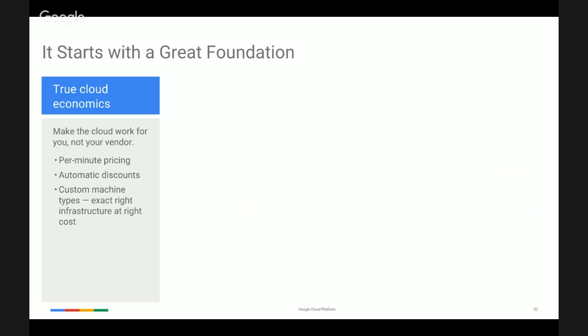So, for example, talking about true economics. These are some of the ways that we are defining true economics. One, per minute pricing means you only pay for what you use. Competing cloud providers out there might be charging you for hours or monthly. Secondly, automated discounts, sustained use discounts pay you back for using our services. We don't require you to commit upfront to receive discounts or perks that you can get from us.